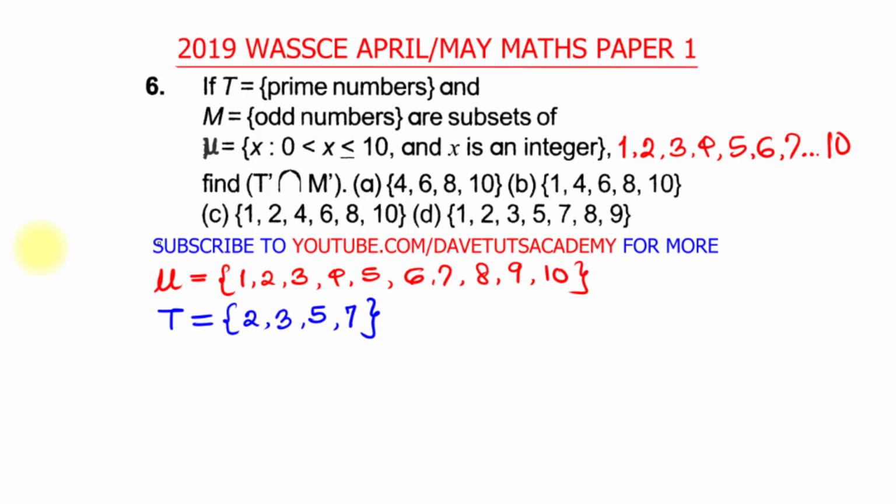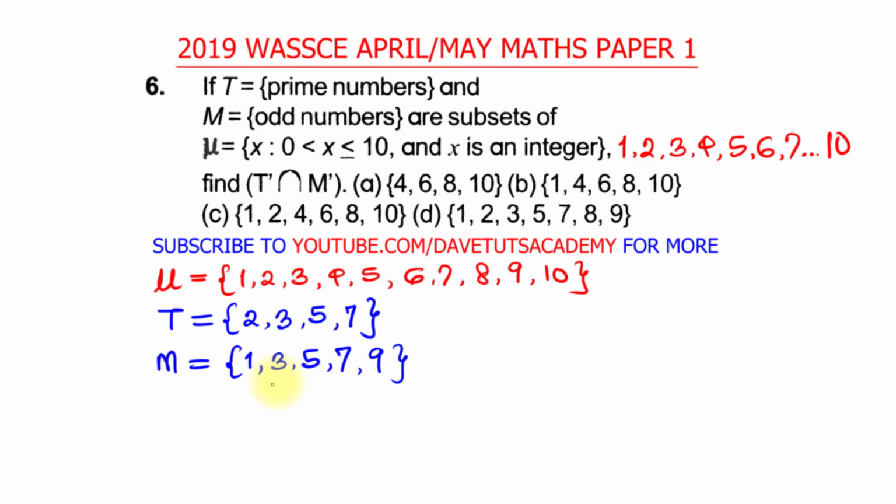Okay, then let's look at M. In this particular case, we are told that M is the set of odd numbers. Where are the odd numbers? The odd numbers are the numbers that leave a remainder when divided by 2, so they are not exactly divisible by 2. That means we have 1, 3, 5, 7, and 9. These are the elements that belong to M.